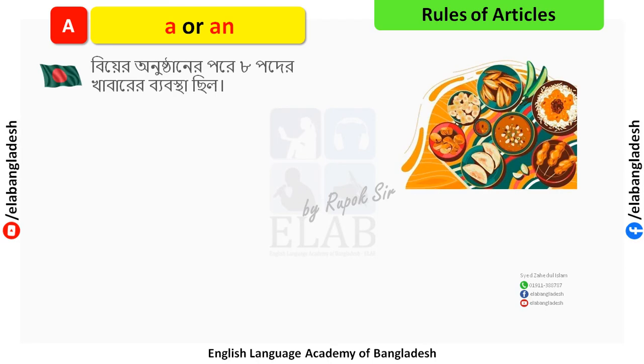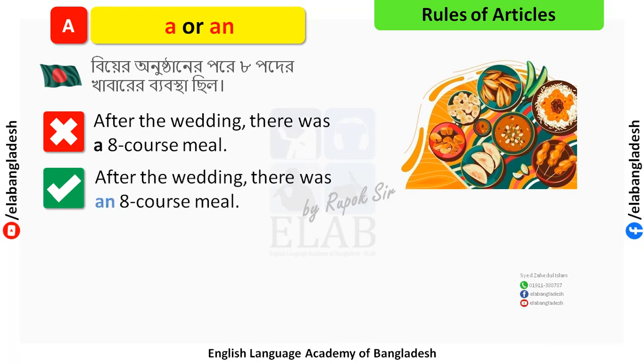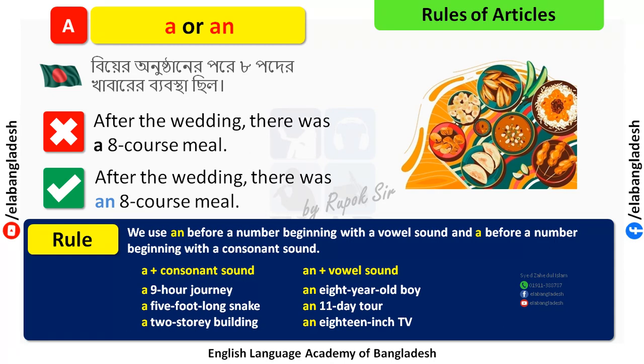After the wedding there was a 8-course meal. After the wedding there was an 8-course meal. We use an before a number beginning with a vowel sound and a before a number beginning with a consonant sound. A plus consonant sound: a 9-hour journey, a 5-feet long snake, a 2-story building. An plus vowel sound: an 8-year-old boy, an 11-day tour, an 18-inch TV.